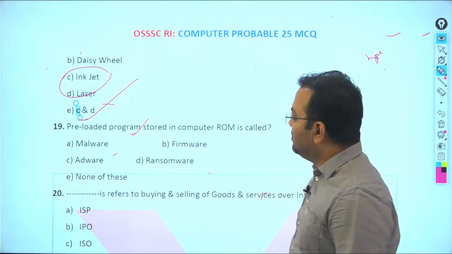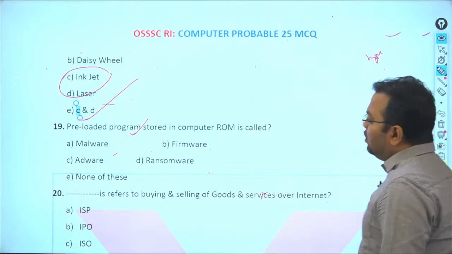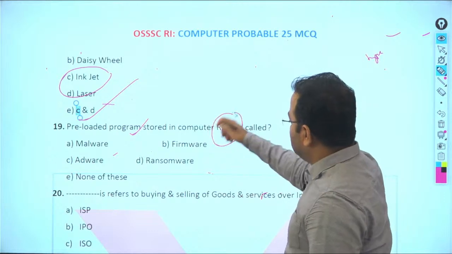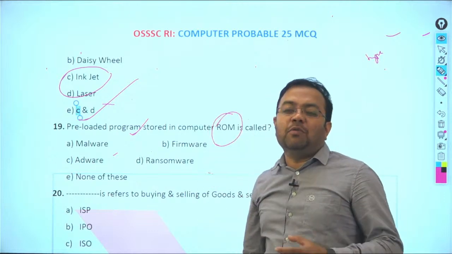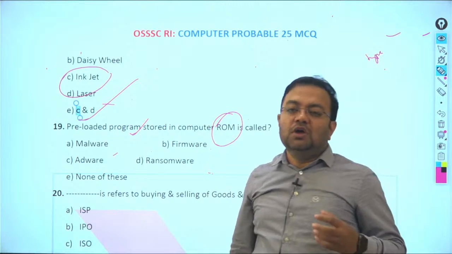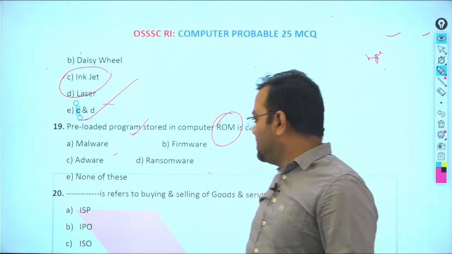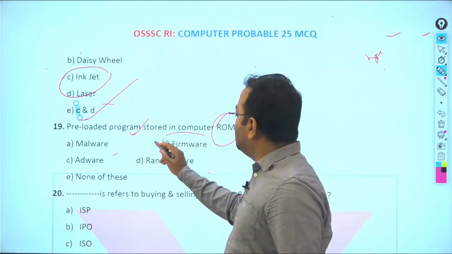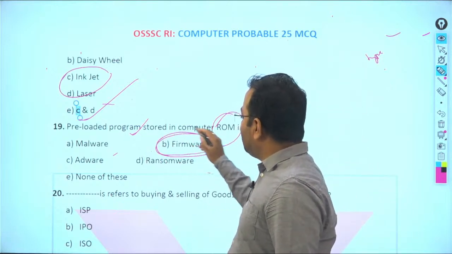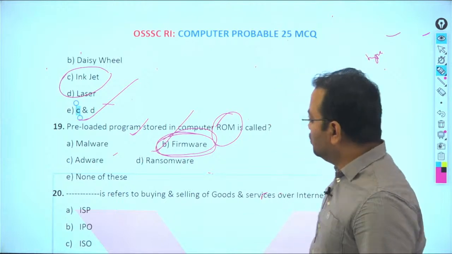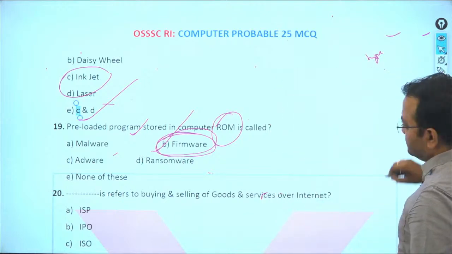Then goes to question number 19. Preloaded program stored in the ROM is known as dash. So students, remember, at the time of manufacturing of the computer system, the program which is preloaded by the manufacturer and present inside the ROM, this type of file is known as firmware. So here the answer is firmware. Option is B. Then goes to question number 20.